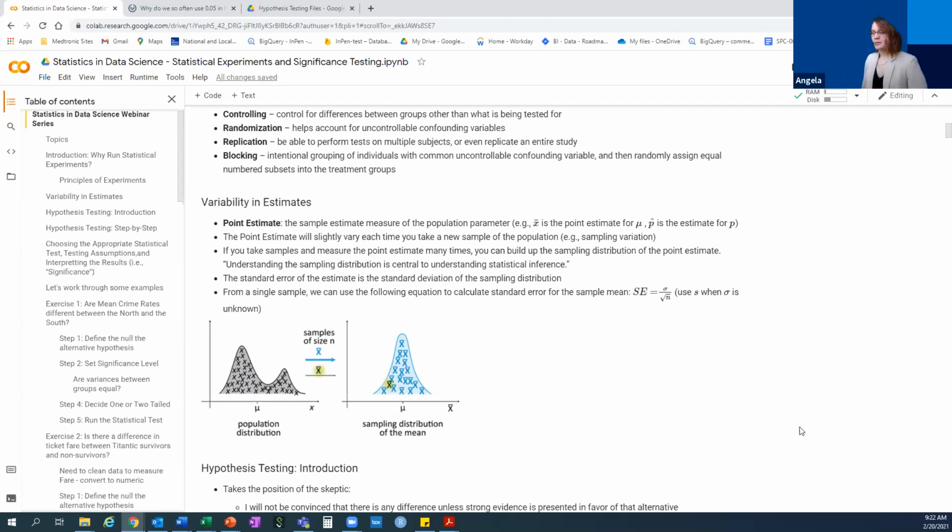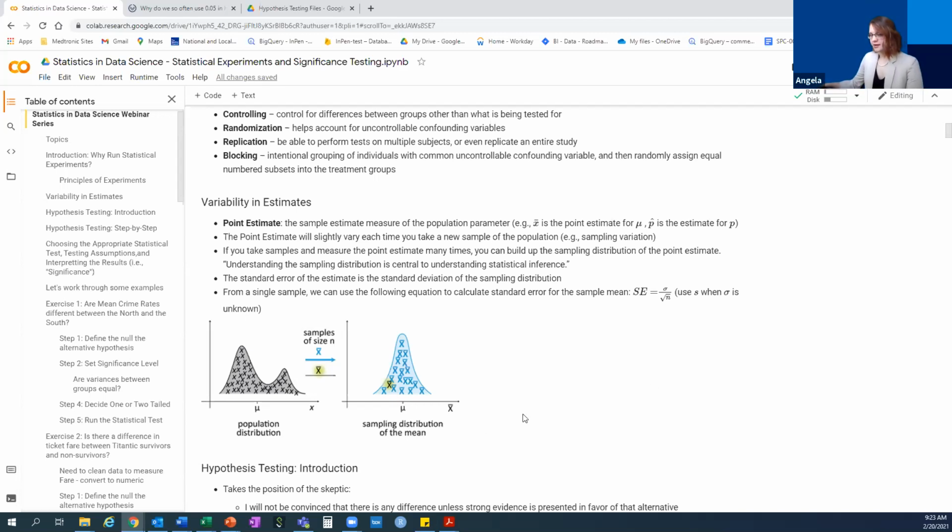So if you were to take samples and measure this point estimate many times over and over and over again, perhaps in a simulation, which is one way to learn this concept, you will actually build up a distribution of your samples. So this is called the sampling distribution of the point estimate.